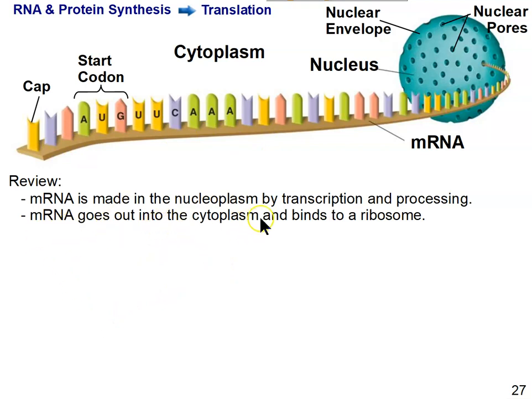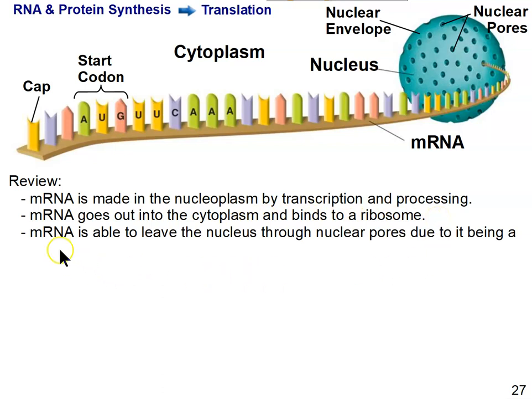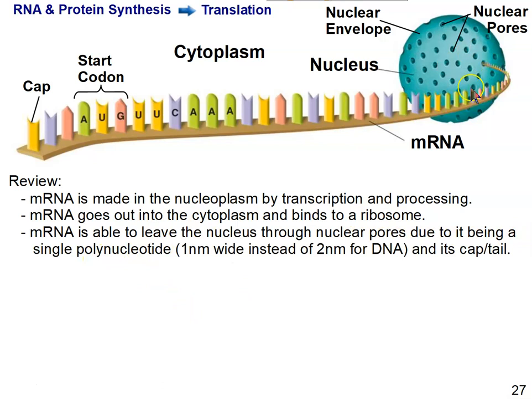Messenger RNA goes out into the cytoplasm and binds to a ribosome. We're not seeing that in this image, but that's what's going to happen next to this messenger RNA. Messenger RNA is able to leave the nucleus through nuclear pores due to it being a single polynucleotide.